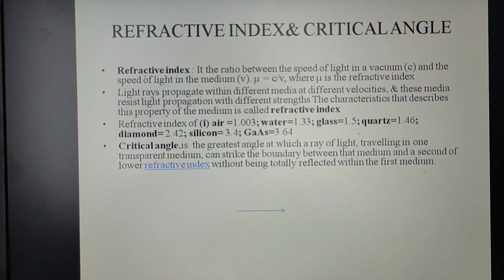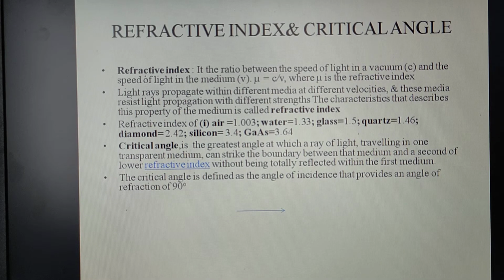When I say graze the interface, it will just lie at the boundary between medium 1 and medium 2. So at that particular point, that angle of incidence that creates that angle of refraction is known as the critical angle. The critical angle is defined as the angle of incidence that provides an angle of refraction of 90 degrees.